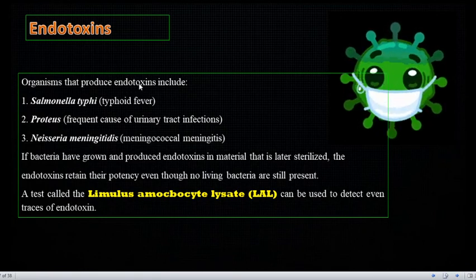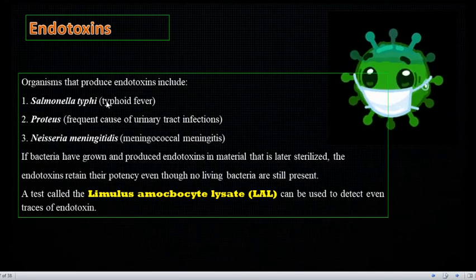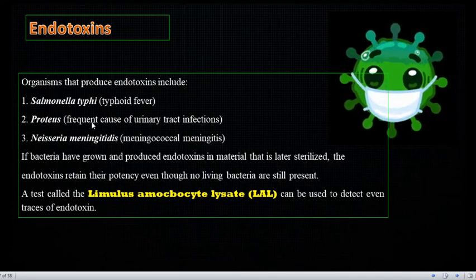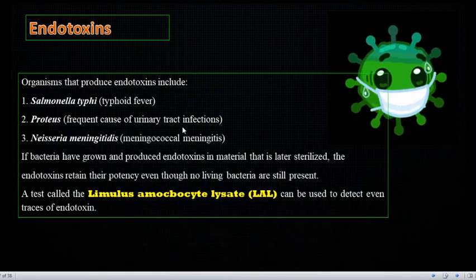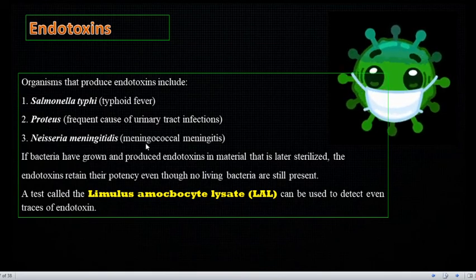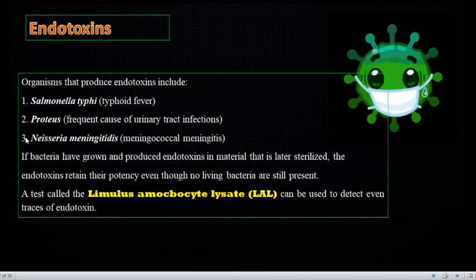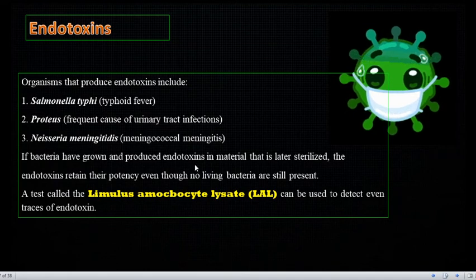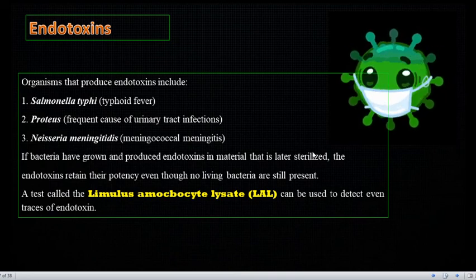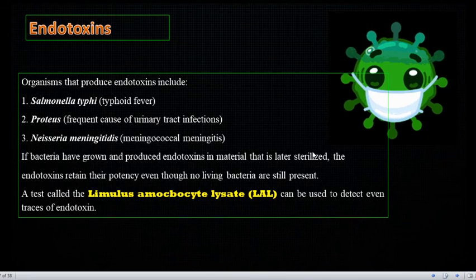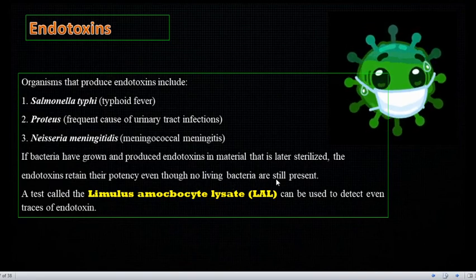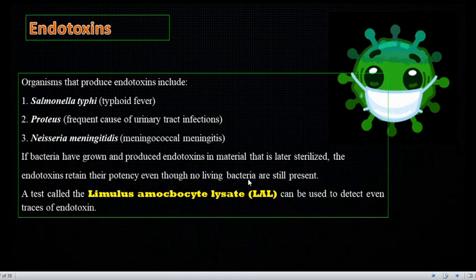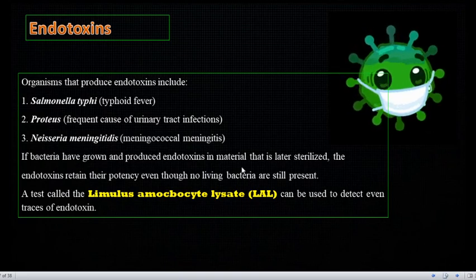Okay, these are the organisms that produce your endotoxins. Number 1, Salmonella typhi, which causes typhoid fever. Number 2, your Proteus, that is a frequent cause in urinary tract infections, and Neisseria meningitidis, which causes meningococcal meningitis. Okay? Now, if bacteria have grown and produced endotoxins in material that is later sterilized, nabubuhay pa rin siya. Kahit na sterilize mo yung isang material, active pa rin, potent pa rin yung naiwan doon na endotoxin. Kahit napatay na, wala nang living bacteria. Okay? So, it will still remain on the material, yung endotoxin natin.